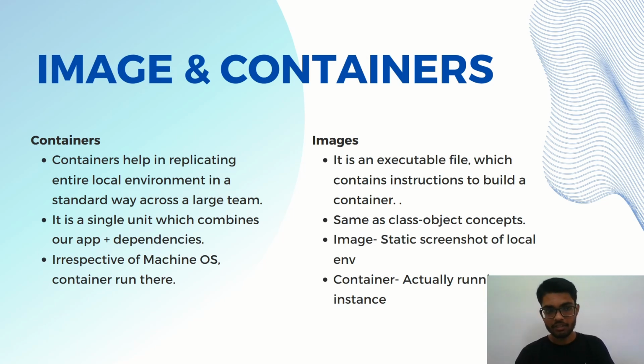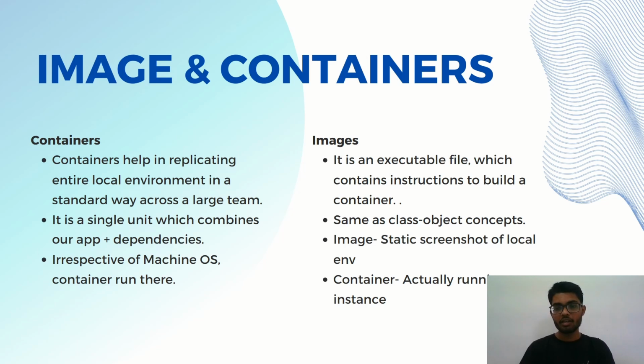Class and object have a similar relation, which we can directly relate to image and containers. What exactly is a class? A class is the blueprint of an object. It contains all the member functions and data members. Similarly, an image is a static screenshot of our local environment. So we can directly compare an image with a class, which contains all the instructions, because it is an executable file and it contains the instructions to build a container. For a class we create an object. Similarly, for an image we are going to create a container.